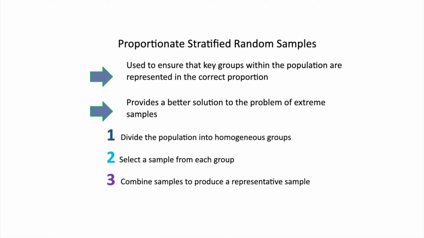Type 3 of 5. This is something called a proportionate stratified random sample. So what we're doing here is we're using a design to ensure that key groups within the population are represented in their correct proportion. And the reason why we do this is it provides a good solution to the problem of extreme samples. And so what we're doing with a proportionate stratified random sample is that we know something about our population. So we'll know that it's got a certain age profile.